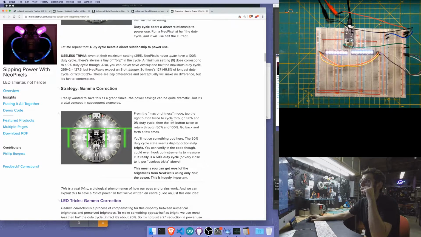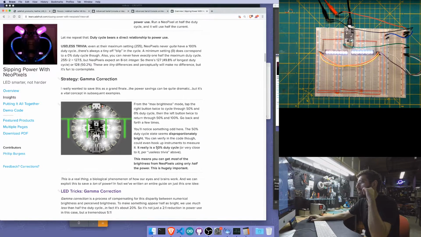So changing, tap the right button twice to cycle through 50 and 0% duty cycle. You'll notice something odd here. The 50% duty cycle state seems disproportionately bright. You can verify in the code. Really, the 50%, okay. This means you can get most of the brightness from NeoPixels using only half of the power. This is hugely important.